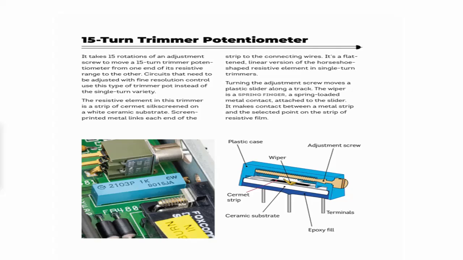Its characteristics are that number one, the resistance range is from 10 ohms to 100 kilo ohms. The second one is its tolerance, that is from 1% to 5%. The third is the number of turns, that is 15. The fourth is rotation angle, that is 360 degrees times 15, that is 5400 degrees.